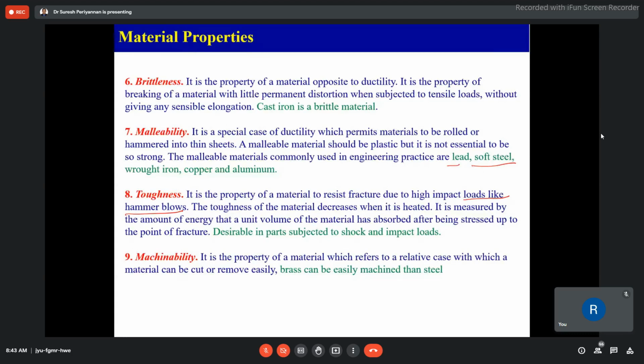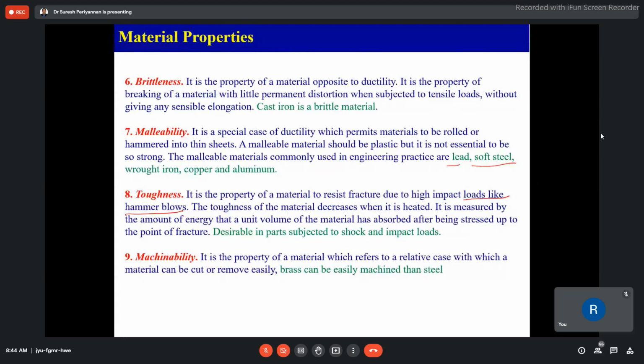Okay. Then what are the components? The parts that are subjected to shock and impact loads. Toughness properties should be considered while designing parts for applications involving shock and impact loads. Okay.